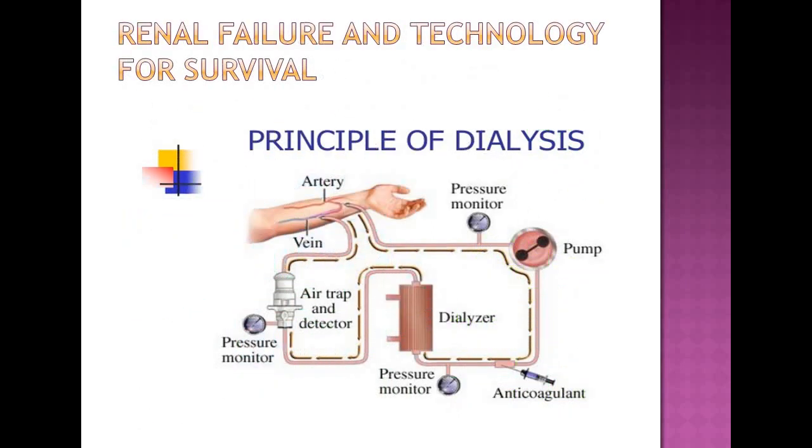Finally, we come to renal failure and technology for survival. There are many patients whose kidneys do not work. In that case, they go for dialysis. What happens in dialysis? A major artery is taken from where the blood is pumped into the dialyzer. In the dialyzer, the exchange of ions, that is, removal of toxic substances takes place, and finally, the purified or cleaned blood is pumped via vein into the body.